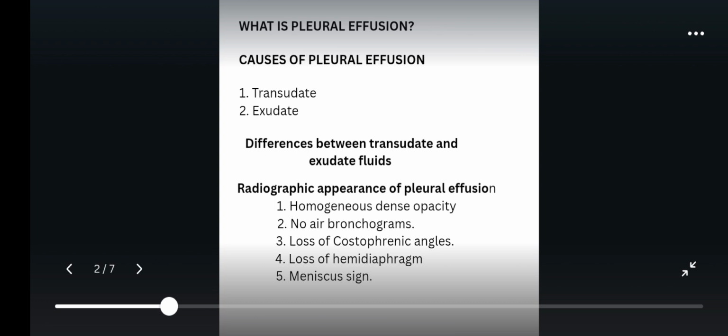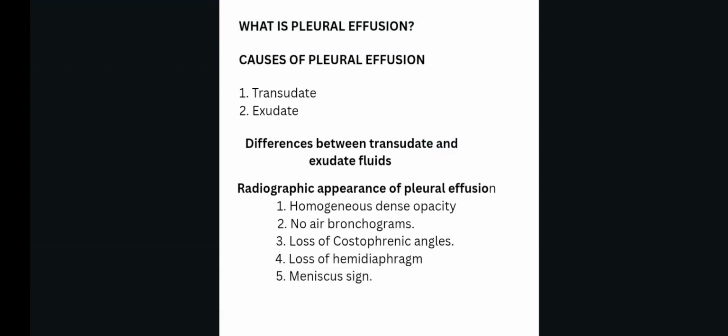Let's look at the radiographic appearance of pleural effusion. Having known the causes and the difference between transudate and exudate fluid, there are about 5 basic radiographic appearances of pleural effusion in a radiograph. The first one is homogeneous dense opacity. The opacity you're going to see is going to be homogeneous. It's not going to be a mixture of air and fluid like we see in pneumonia and other things. Then there is no air bronchogram like we see in pneumonia.